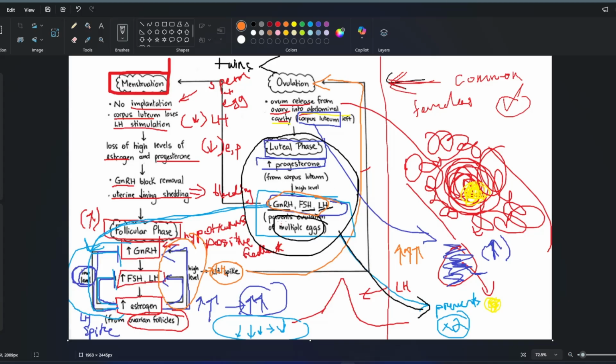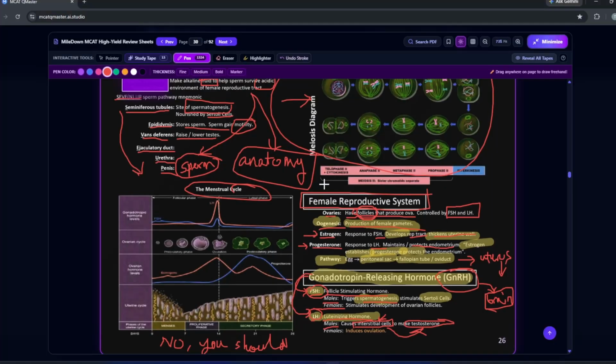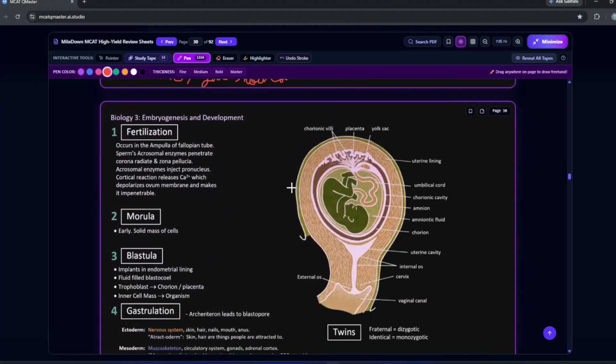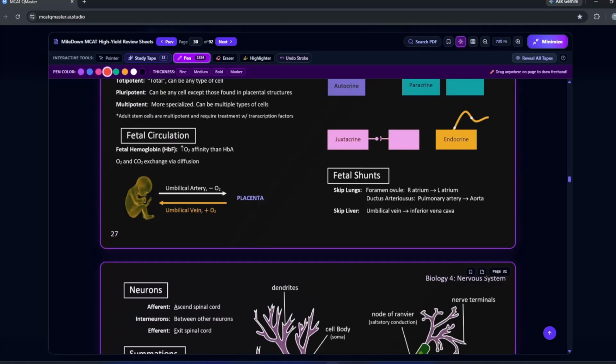But what we're saying is that your body in the luteal phase tries to prevent ovulation of multiple eggs. So you typically see only a pregnancy of one baby, right? Okay. So that was the menstrual cycle. All right, so that concludes chapter 2, and the next one will be chapter 3 on embryogenesis and development.